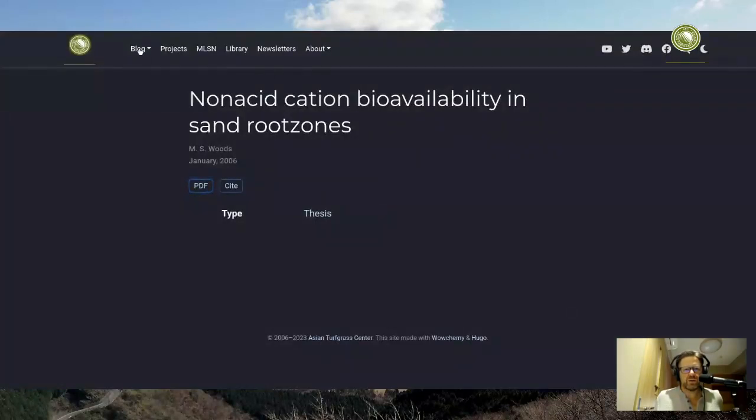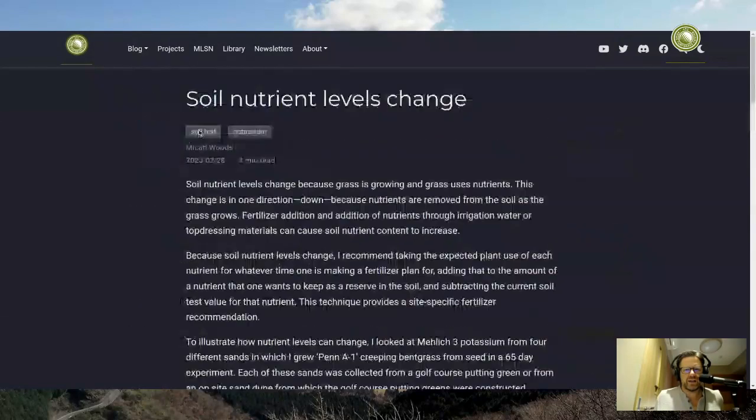So let's go back to where we were on the ATC website. I want to look at this post called Soil Nutrient Levels Change. This is something that I am so passionate about. I've been working on this for like 25 years. I feel like everybody should know this, but I sense that some people don't realize how important it is to recognize that the grass is growing in a soil where the nutrient levels change, and the nutrient levels might change more rapidly than you expect.